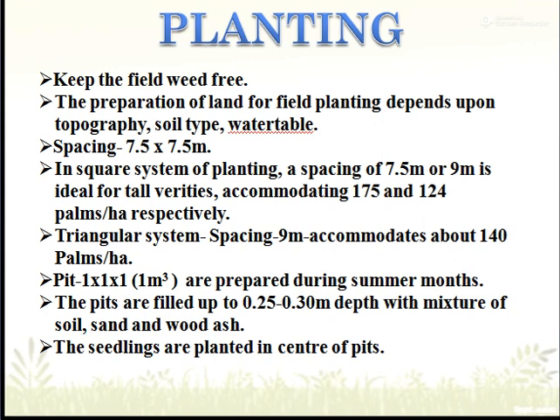Then the triangular system of spacing is also used for coconut plantation. The spacing for a triangular system is 9 meter. It accommodates about 140 palms per hectare. The pit size is 1 meter cube, prepared during the summer months. The pits are filled up to 0.25 to 0.30 meter depth with a mixture of soil, sand and wood ash, 1 month before planting. Then the seedlings are planted in the center of the pits.